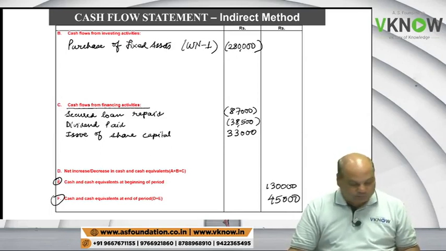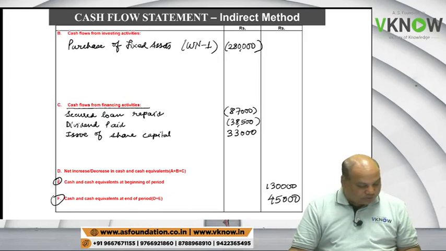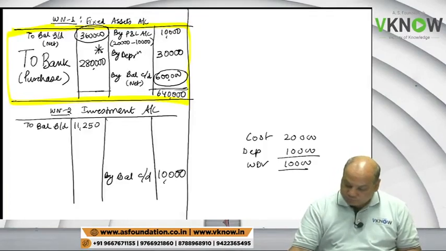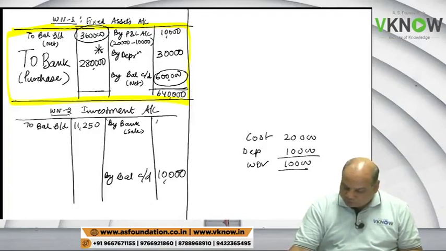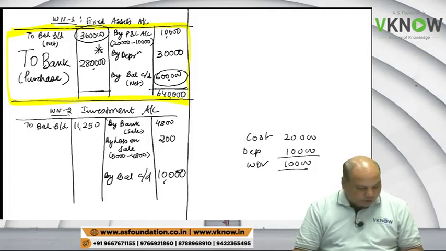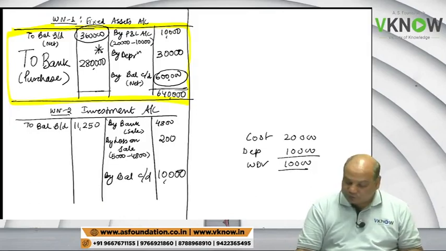Adjustment number 3 now. Investment costing rupees 5,000 were sold during the year for 4,800. So come to investment account, working note 2, by bank, sale value 4,800, by loss on sale 5,000 minus 4,800, 200.